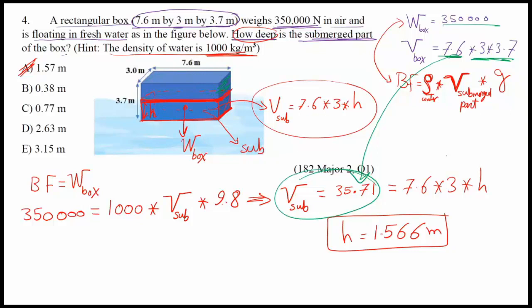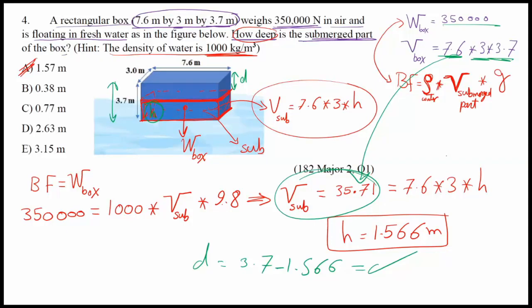He might ask you, what is the height of the part outside the water? Let's call it d, for example. You will do what? You have two methods here. You can say 3.7, which is the total height, minus the height h that you got. So 3.7 minus 1.566 gives you the other distance d.